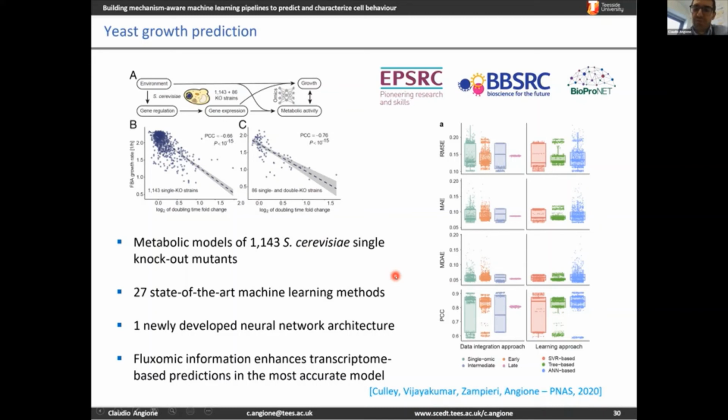And we had to develop the custom architecture for this to create this with deep learning in this case. So it was neural networks.